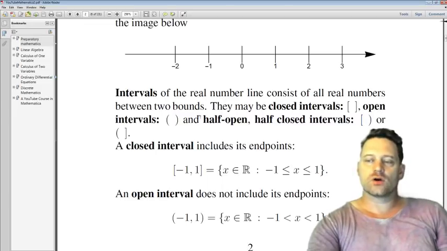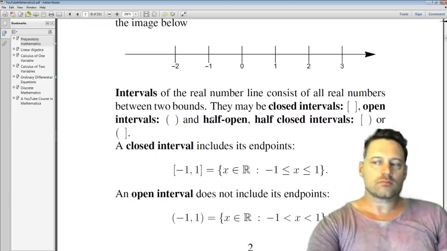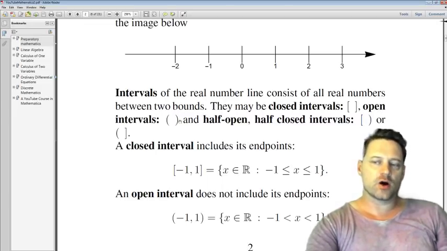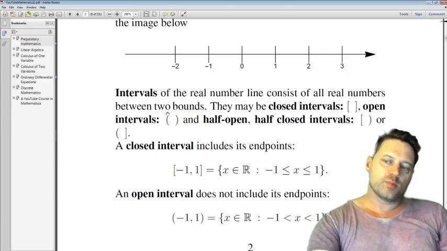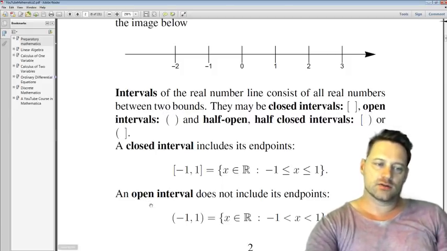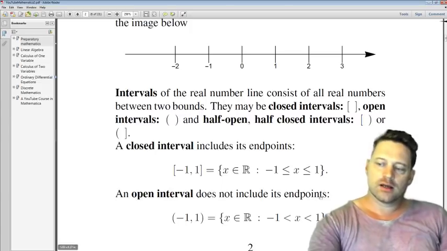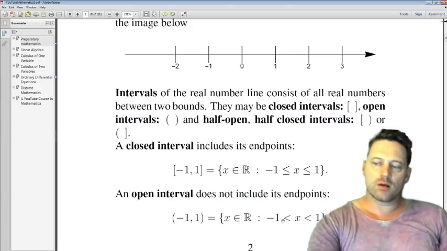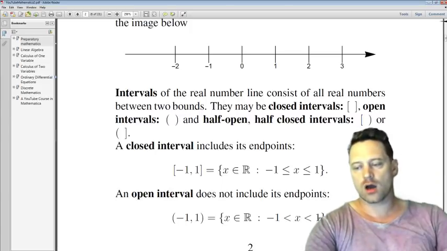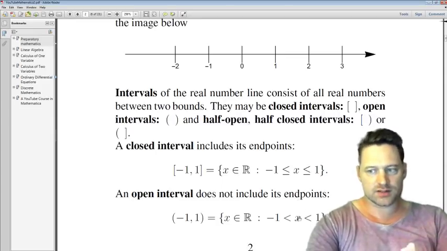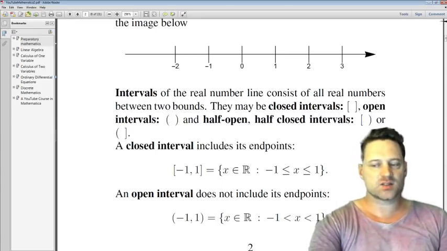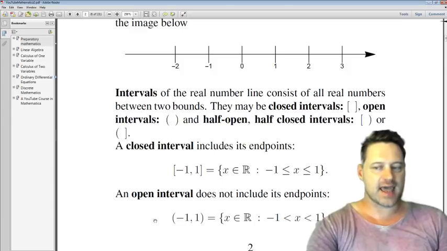Open intervals, or half open, half closed. All right, let's talk about open first. All right, open, we use a round bracket. All right, so down here is an example. The set of all real numbers between -1 and 1, but not including those endpoints. Okay, so 1 and -1 do not belong to this set.